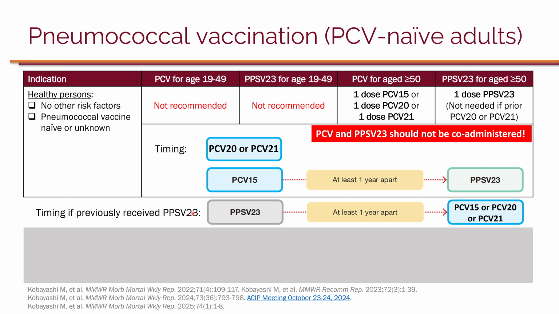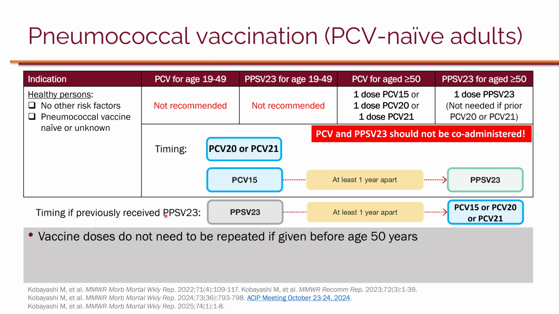Now, if for some reason somebody had already received PPSV 23 and now they're coming to you and you realize that they have not received their PCV, it is important to give them one of the PCVs, and at this point you can do PCV 20 or 21 as well, but again it has to be at least 1 year apart. Now, vaccine doses do not need to be repeated if given before age 50 years.